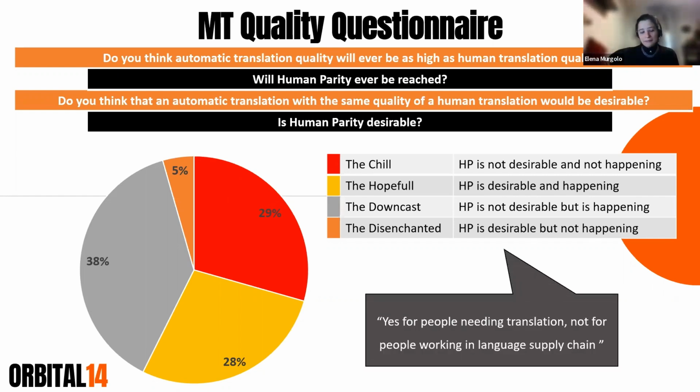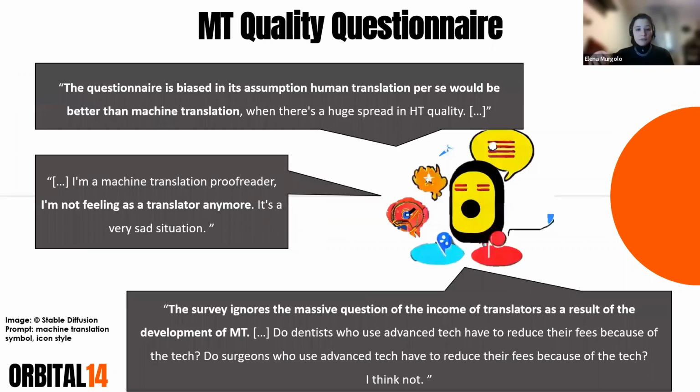Again, there are some interesting comments like this one, which is that human parity is desirable for anyone but those working in the language industry. So for everybody, but not for translators and not for LSPs and so on. There were, of course, other very interesting comments throughout all the answers. Somebody called me out saying that the questionnaire is biased in its assumption that human translation per se would be better than machine translation when there's a huge spread in human translation quality, which is what we were saying before, and is the main argument of the papers against the Microsoft and Google papers and all the other human parity papers.